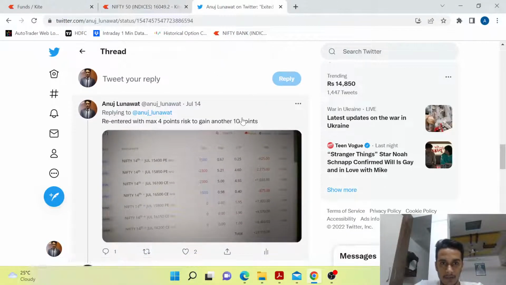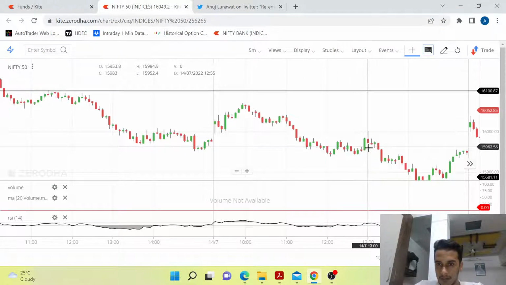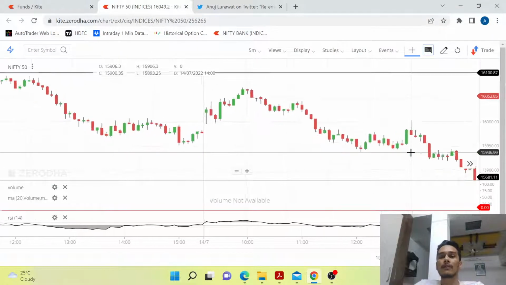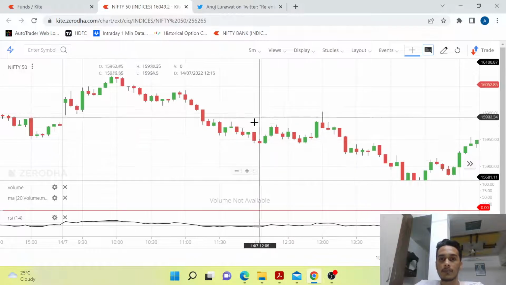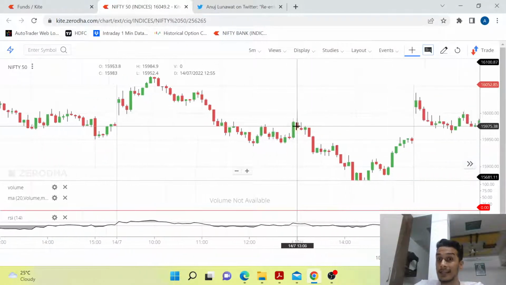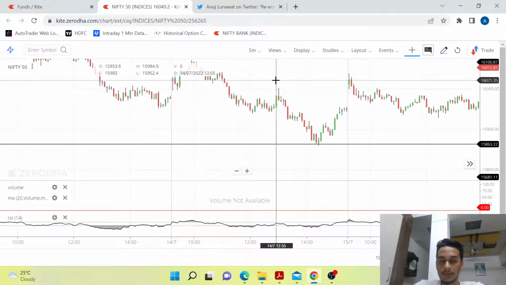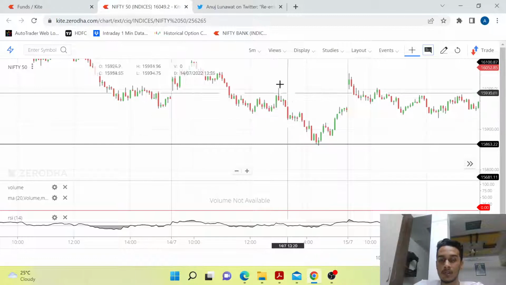Let's check at 1 o'clock. Yeah, so after this base formation, after I was sure that the base is formed, I didn't expect it to go further downside. I was not expecting it to break the day's low again.